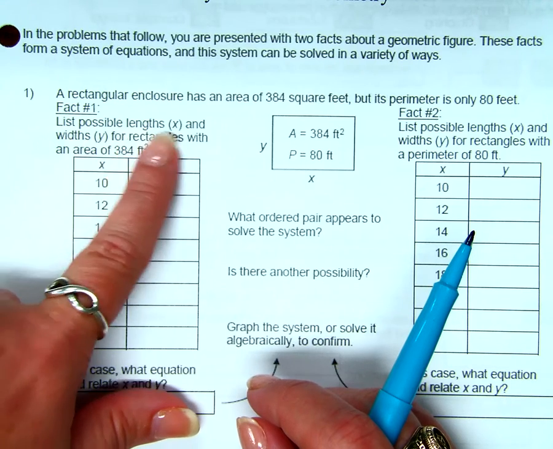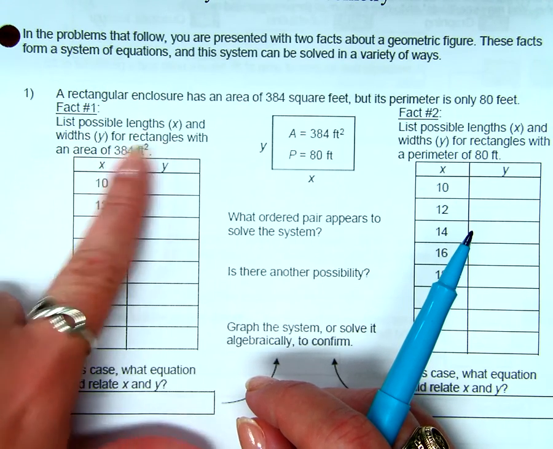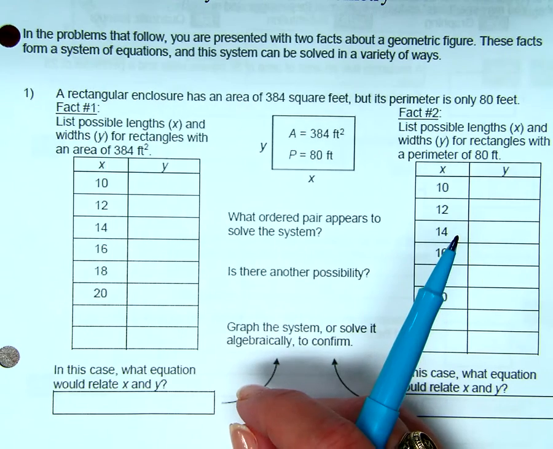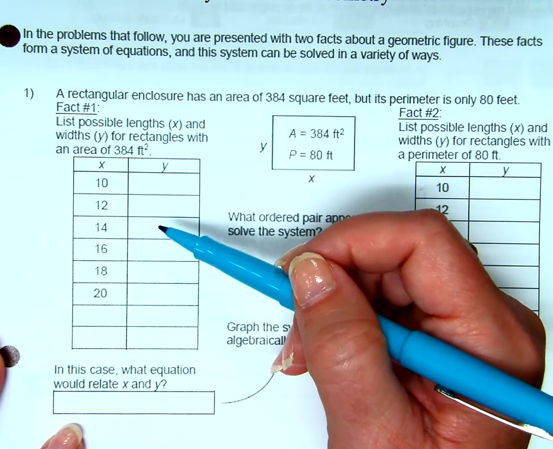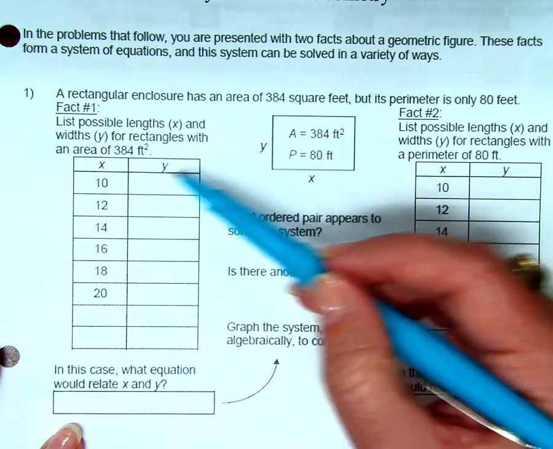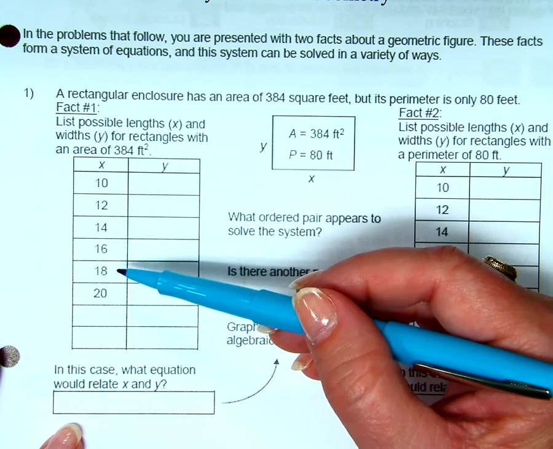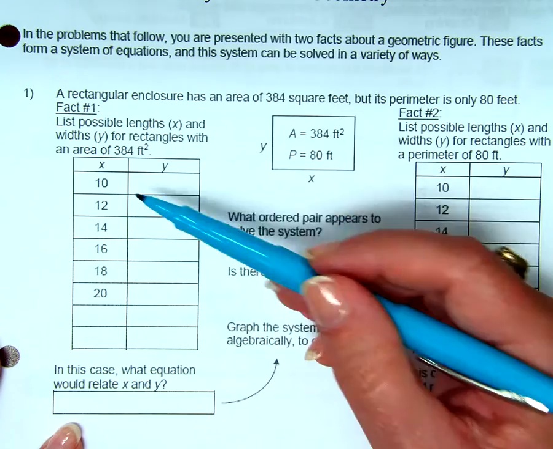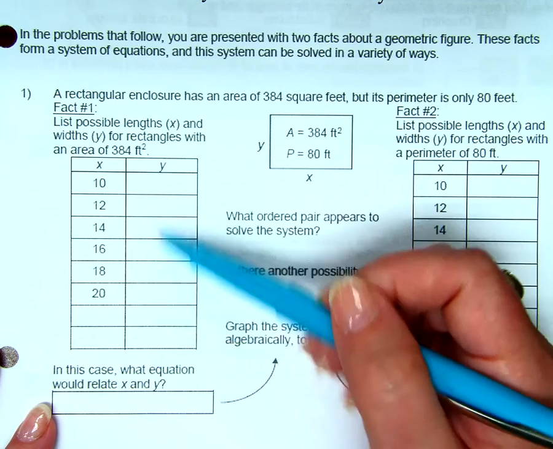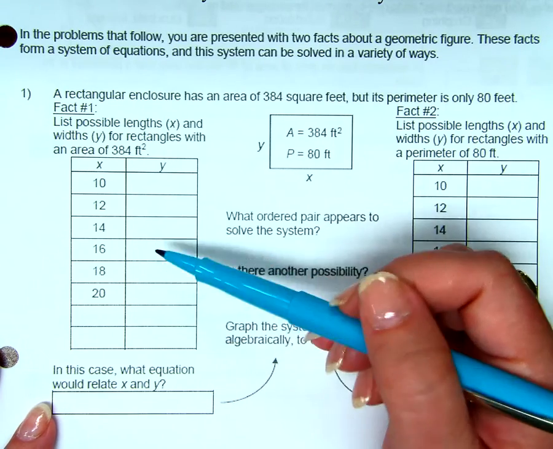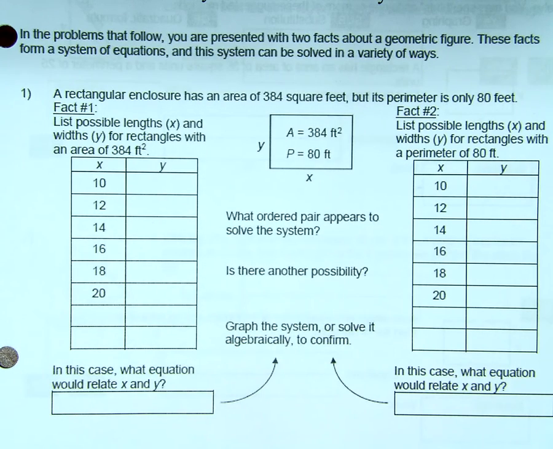List possible lengths x and widths y for rectangles with an area of 384 square feet. Okay, you all have your calculators on your desk. How would we find the y if we know the x? We would divide the area by x, correct? Every one of you do a different one of these. I'll give you just a second. We'll fill this table in real quick after that.